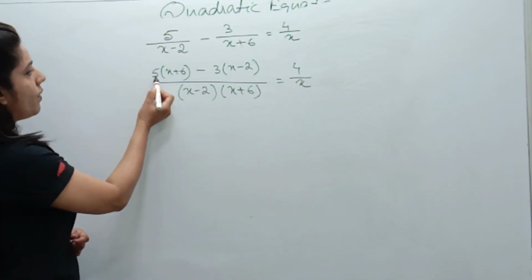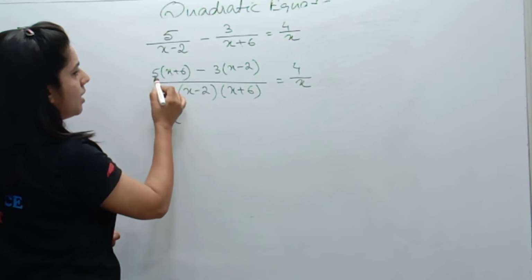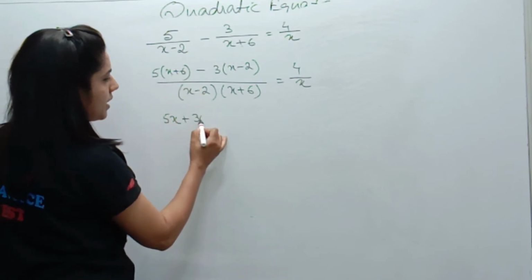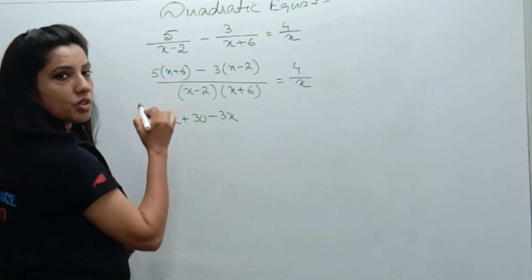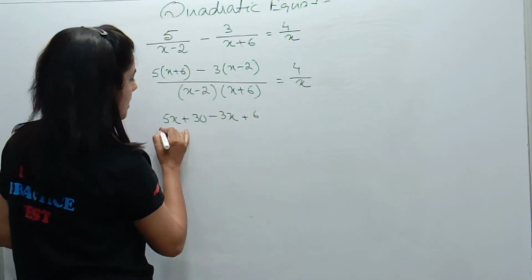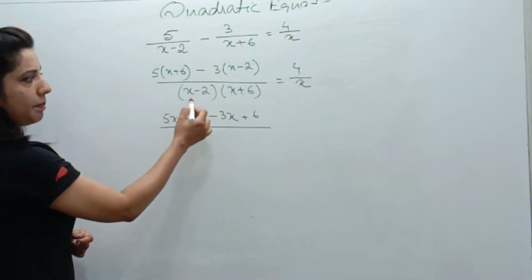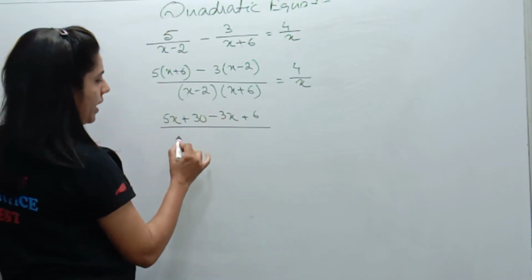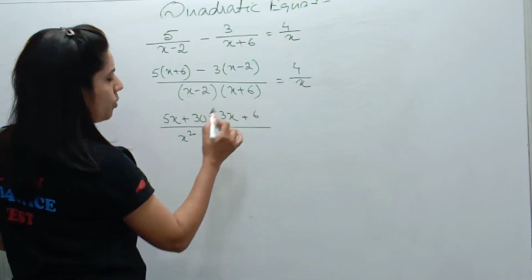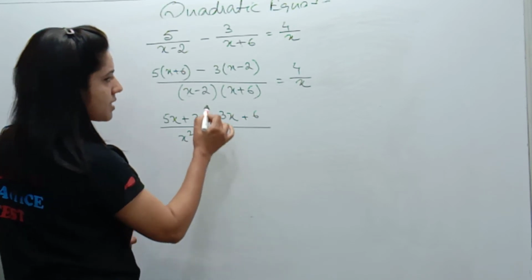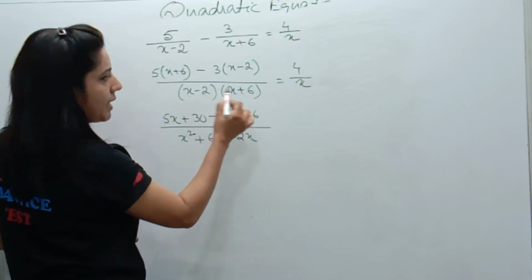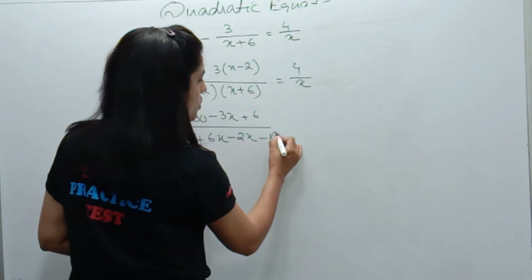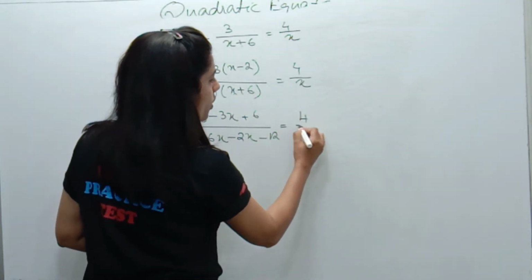Multiply the numerator, 5 into x 5x, 5 into 6 plus 30, minus 3 into x minus 3x, minus 3 into minus 2, that's plus 6, divided by, multiply denominator also, x into x, x square, x into plus 6 plus 6x, minus 2 into x minus 2x, minus 2 into plus 6 minus 12 is equal to 4 upon x.